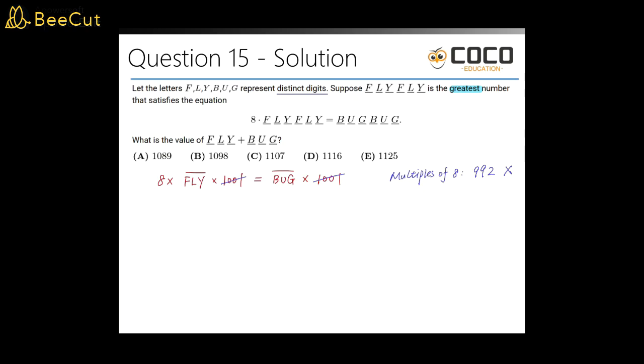So let's do 992 minus 8. That's 984. Let's see if it works. So 984 divided by 8 equals 123. So this works. You see all the digits are different: 1, 2, 3, 9, 8, 4. Let's just add them together. 123 plus 984. The sum is 1107. We choose option C.